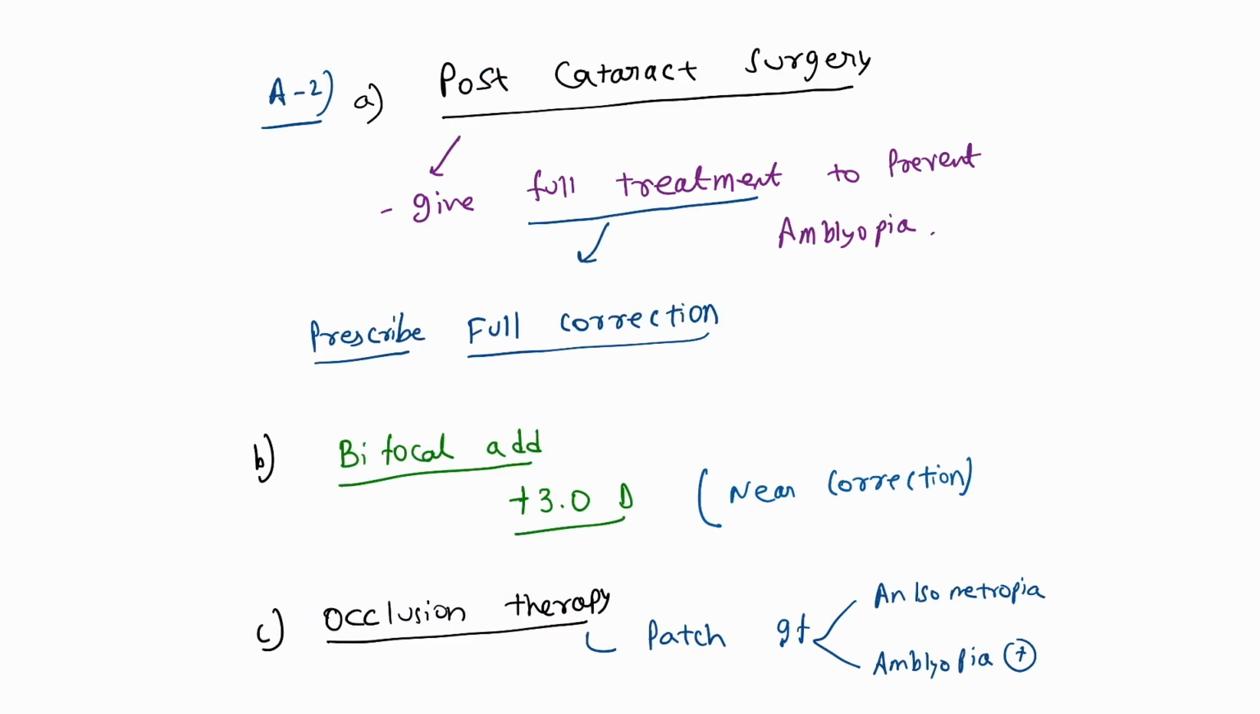Next question is post cataract surgery: what is the optical consideration? First point is, prescribe the full correction immediately to prevent amblyopia. Second, add a bifocal add of plus 3 diopter to the near correction since the child has no accommodation. Third, if the child is having amblyopia or anisometropia, then consider occlusion therapy.